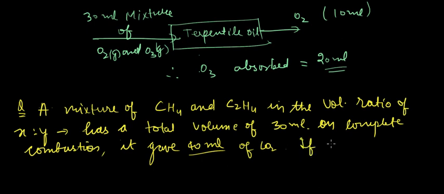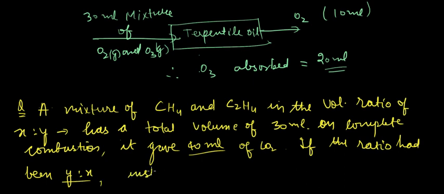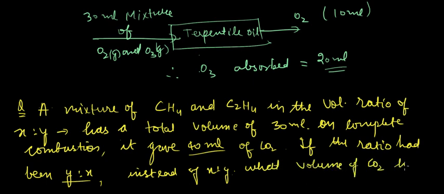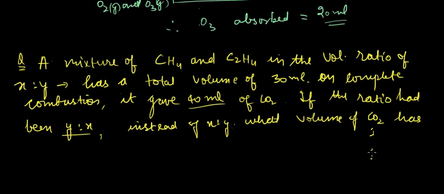Okay, so if the ratio had been Y is to X instead of X is to Y, what volume of CO2 would have been obtained?